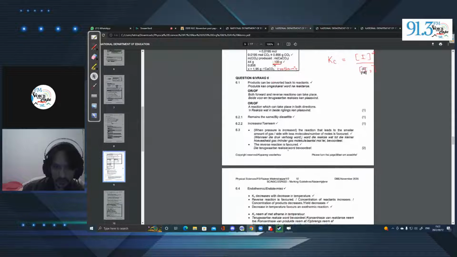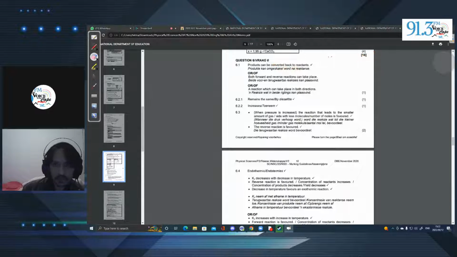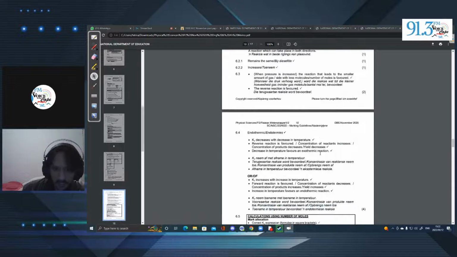So 6.4. Am I on the right one? Yes, I am. Okay, so they say endothermic. Kc decreases with a decrease in temperature. Reverse reaction is favored, like I mentioned. Concentration of reactants increases. Concentration of product yield decreases. Decrease in temperature favors an exothermic reaction, which is what I mentioned.